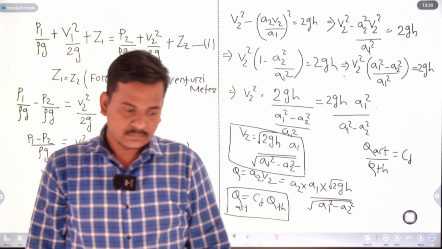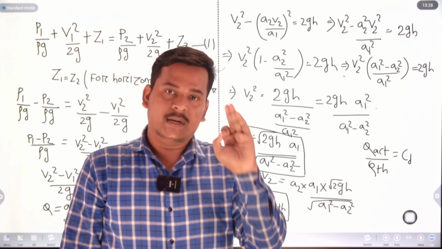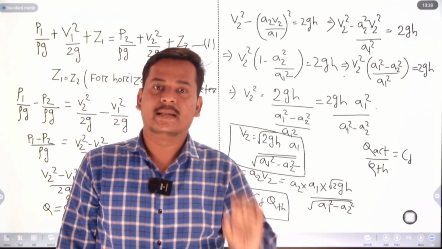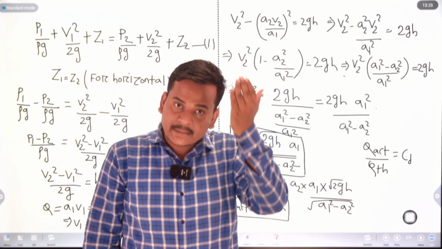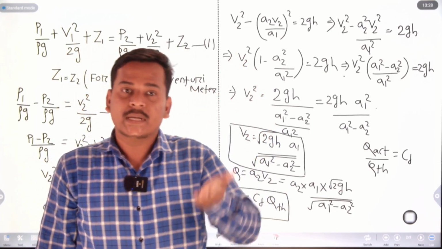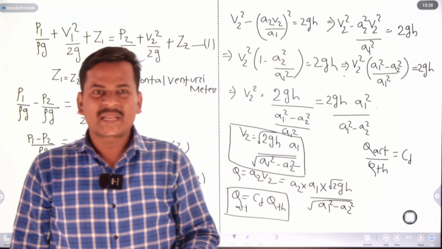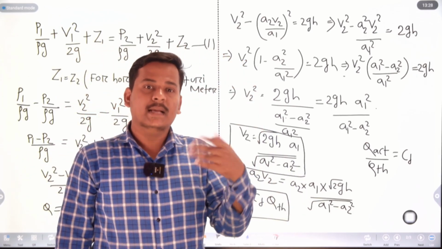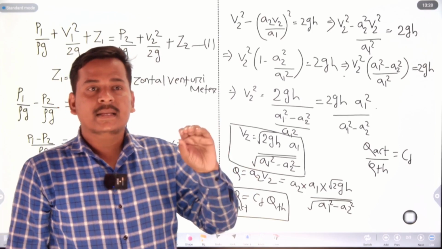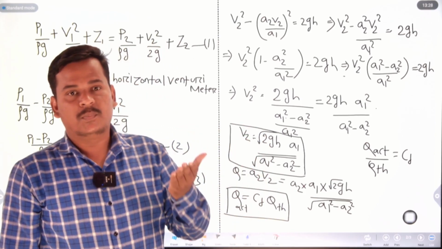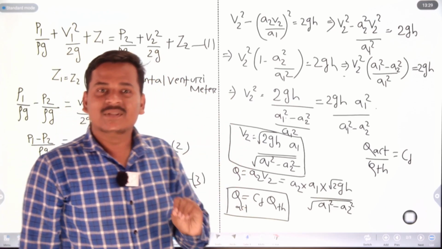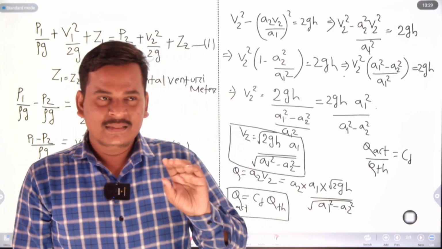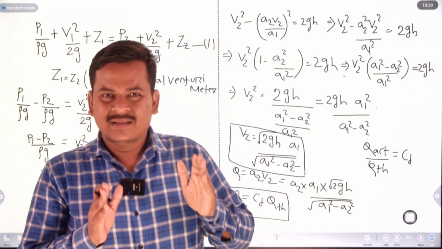Now we come to the topic of what types of venturimeter there are. There are three types: horizontal, vertical, and inclined. In a horizontal venturimeter, the kinetic energy is maximum, whereas the potential energy is minimum. But in a vertical one, the kinetic energy is minimum, whereas the potential energy is maximum. In the case of an inclined venturimeter, both are equivalent.